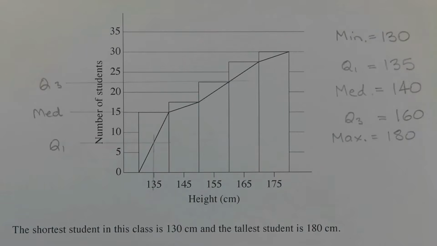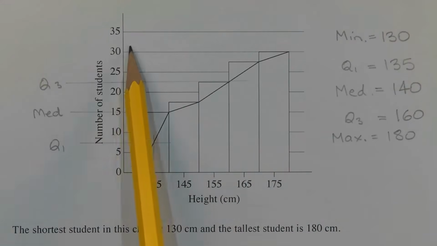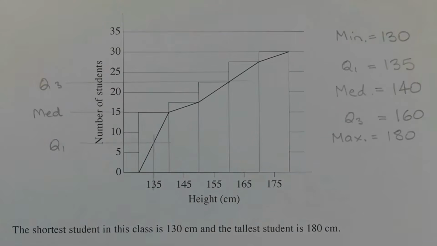Before we can draw the box plot, we need to work out the 5-number summary. That is, we need the minimum score, the first quartile Q1, the median, the third quartile Q3, and the maximum score. Now, the minimum score and the maximum score is simple to work out. In fact, it's given to us. The shortest student in this class is 130 centimeters, and the tallest student is 180 centimeters. So the minimum score is 130, and the maximum score is 180. So we just need to work out the first quartile Q1, the median, and the third quartile Q3. So referring to the cumulative frequency graph, we can see that there are 30 students that have been surveyed. In other words, there are 30 scores.